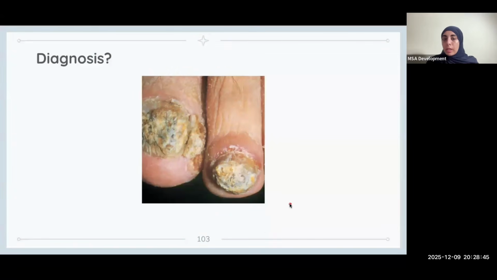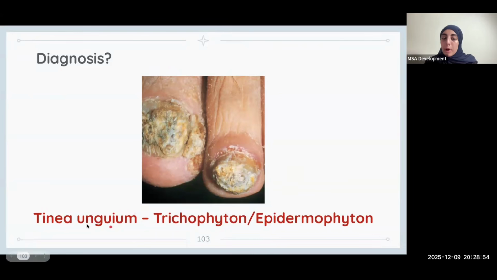And then the last one, if it infects the nail, we call it tinea unguium. Unguium is the nail, okay? So we know when we say onychomycosis, we're referring to fungal infection on the nail in general. Tinea unguium is a type of onychomycosis. So again, trichophyton, epidermophyton, just like most of them. So yeah, dermatophytes on the nails, we call it tinea unguium.